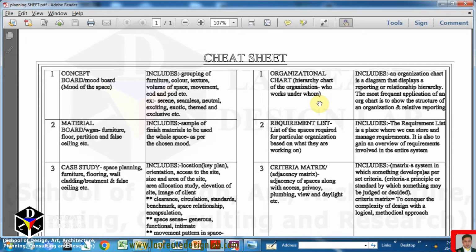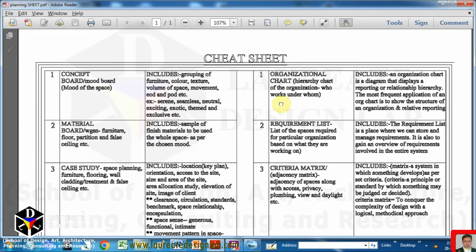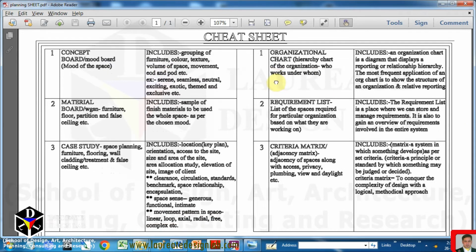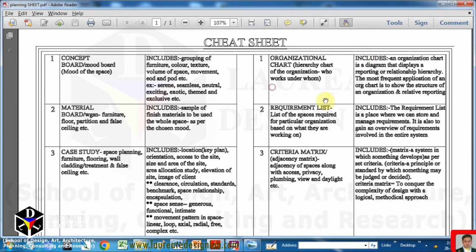Likewise, I gave you just the example of a police station because from childhood days we generally know about the ranks of the police. Likewise, in a company we have these things. An organizational chart is a diagram that displays a reporting or relationship hierarchy, who works under whom. The most frequent application of an organizational chart is to show the structure of an organization and relative reporting.